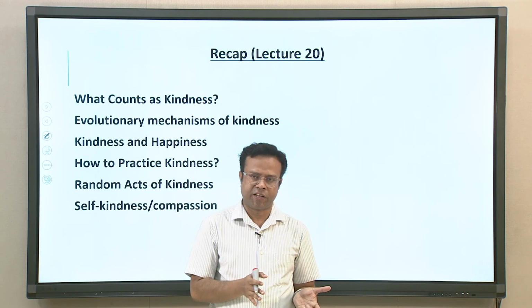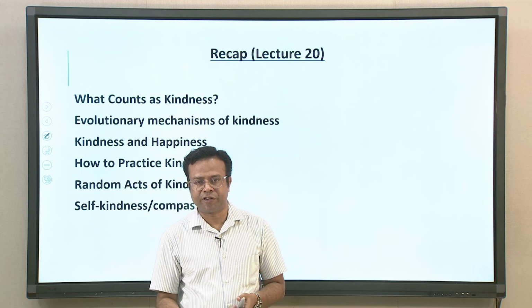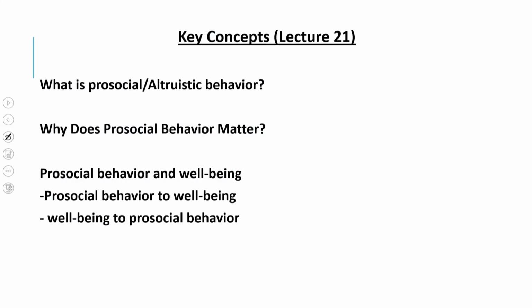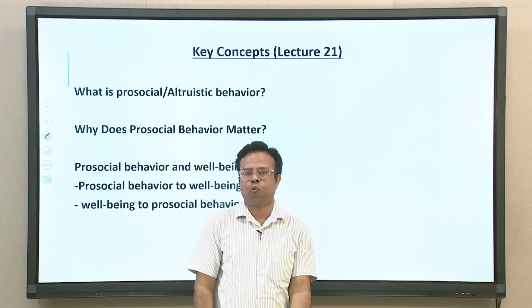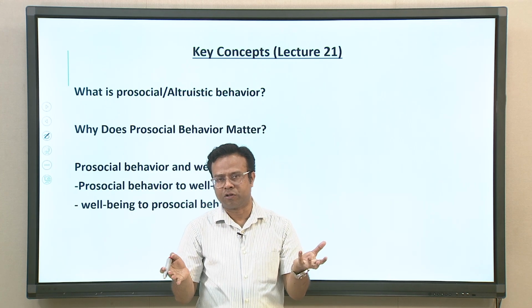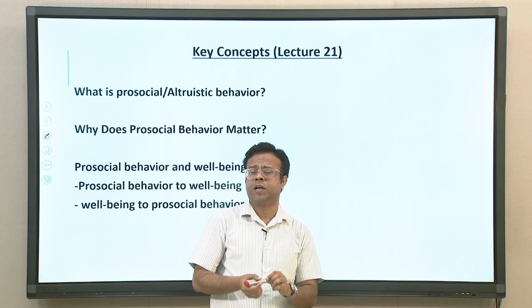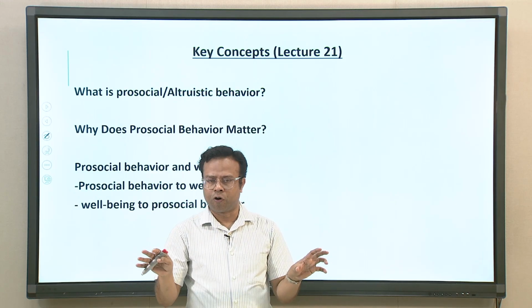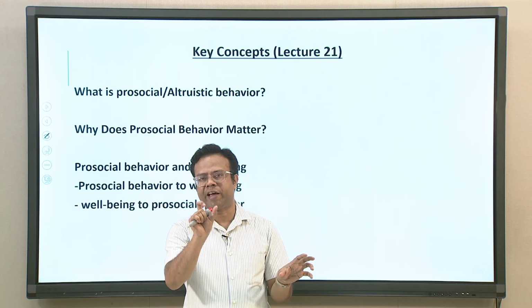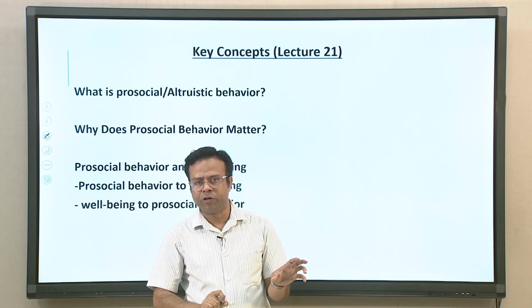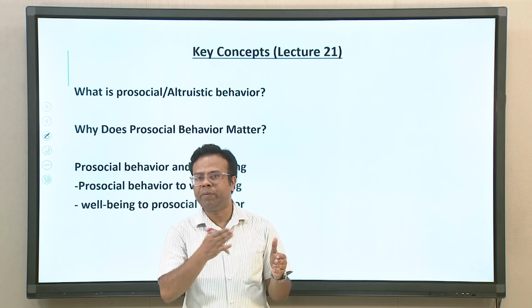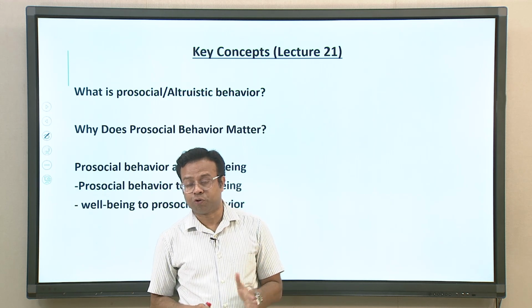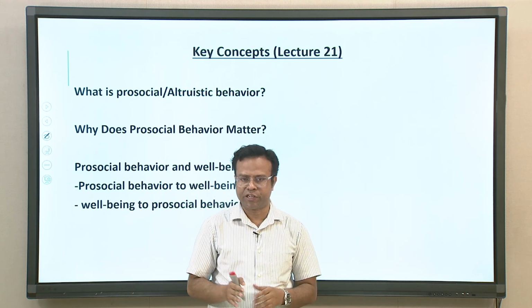These are some of the things that we discussed in the last lecture, and in today's lecture more specifically we will be focusing on the concept of prosocial behavior or altruistic behavior. We will define what prosocial behavior is, and we will define what altruistic behavior is. We will also discuss why prosocial behavior is so important in the human social context, and the relationship between prosocial behavior and well-being. We will also analyze the empirical findings on how prosocial behavior can lead to well-being, and some of the literature on how well-being can facilitate prosocial behavior. These are the things we will be discussing in today's lecture.